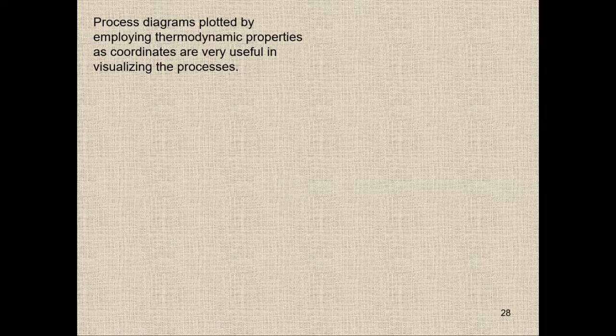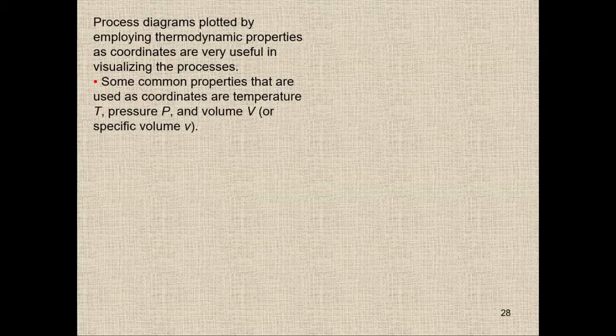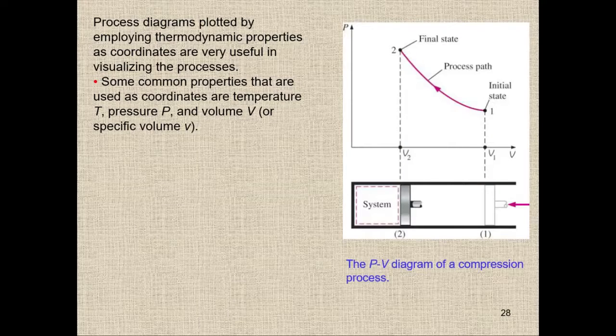Now, whenever we have processes, we normally show the process on a process diagram. Normally, you have already seen some process diagrams. You have seen a PV diagram when you were drawing the Carnot cycle in your second year. Here, some common properties that are used as coordinates are temperature, pressure, and volume or specific volume. You can use the volume or you can use the specific volume, and these are the diagrams.